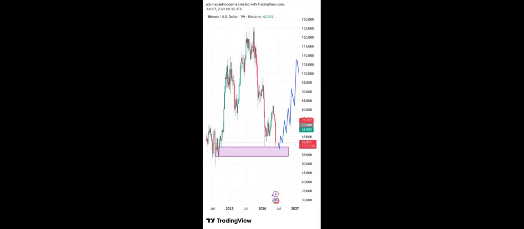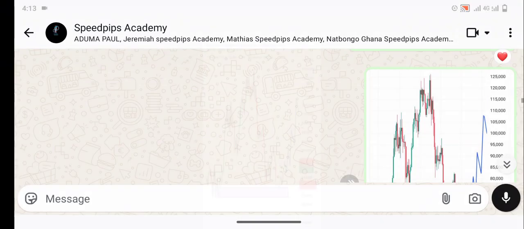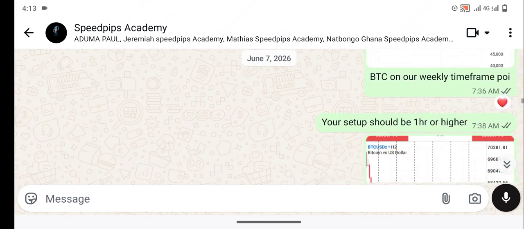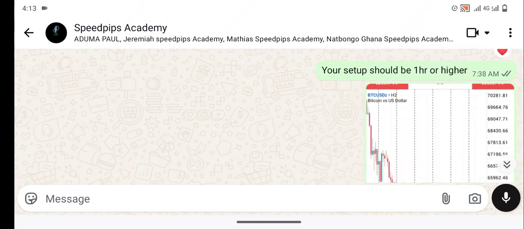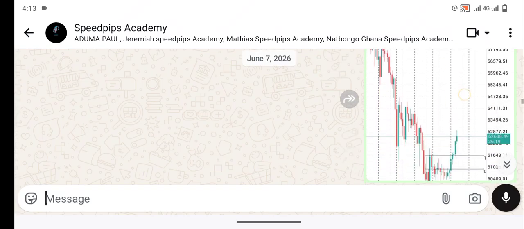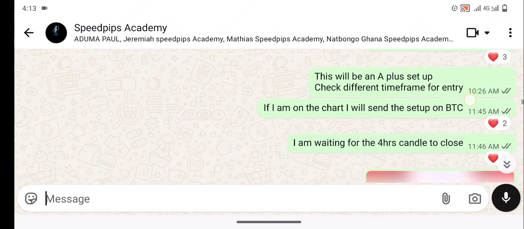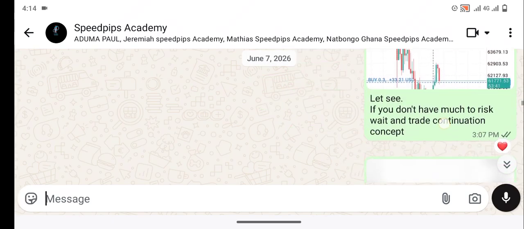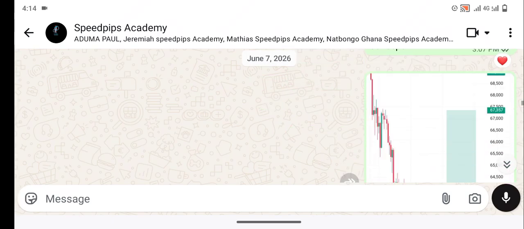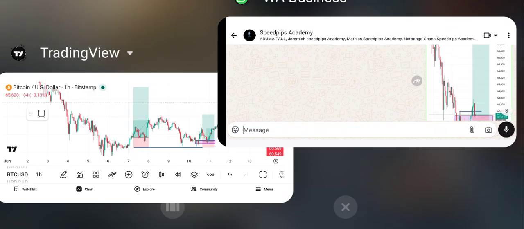So this was the bias. You can see BTC on weekly time frame POIs. So this was the bias, and then I told them the setup should be on 1 hour time frame or higher. So I sent in the trade here. This is the setup here. This is BTC. Alright, so this is the setup, and then I'll show you the second entry.